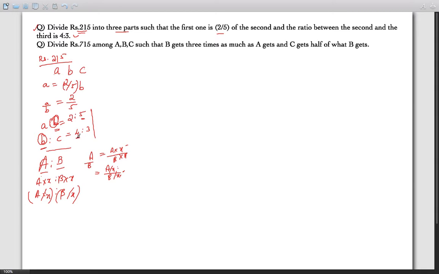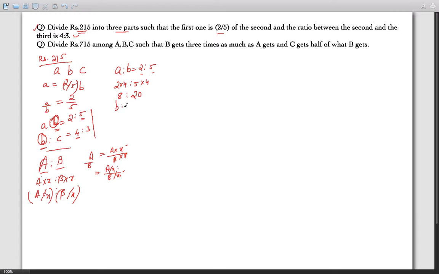So to solve this kind of problems, we see to it that the common term here, in this case B, will have the same value. To make it the same value, let me multiply. I will write A is to B as 2:5. Now I'll multiply this antecedent and consequent by 4, so that the value will be 2 into 4 is to 5 into 4, which is 8 is to 20. Okay, this value will be 8 is to 20.